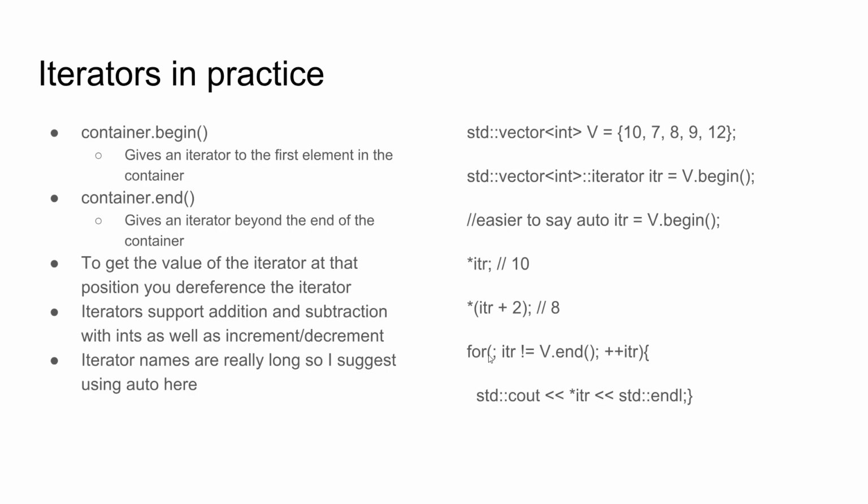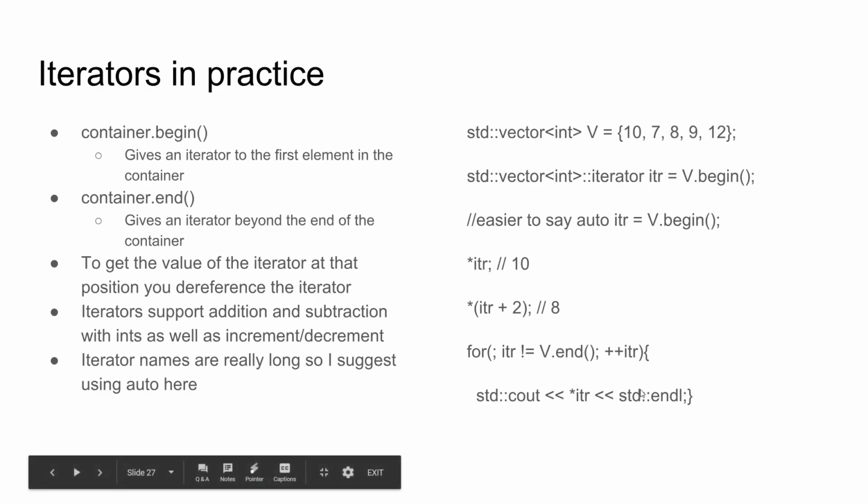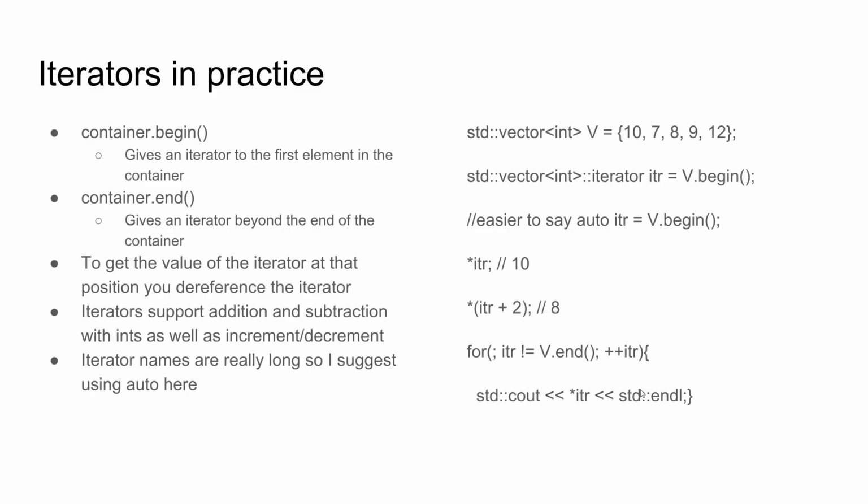And so a lot of times, if you have an iterator loop, it'll be something like for auto iterator equals v.begin, iterator doesn't equal v.end, plus plus iter. Go to the next thing. And this would print out all the elements inside v. So it's a little bit closer to the Python syntax of saying for each element in.